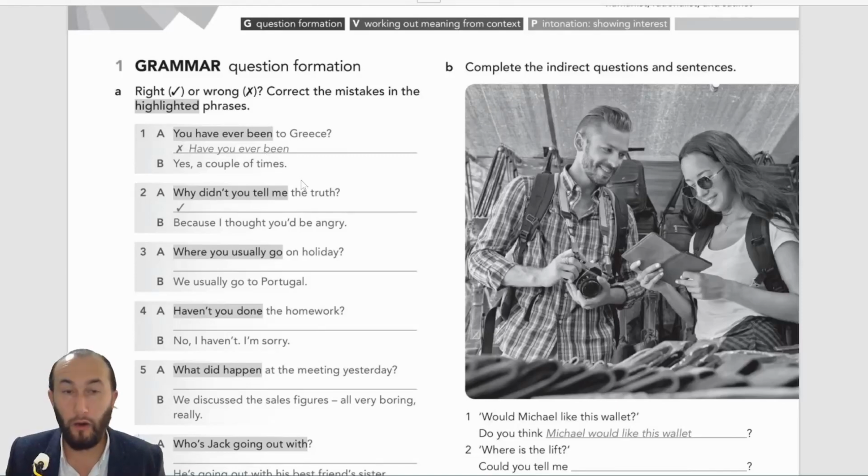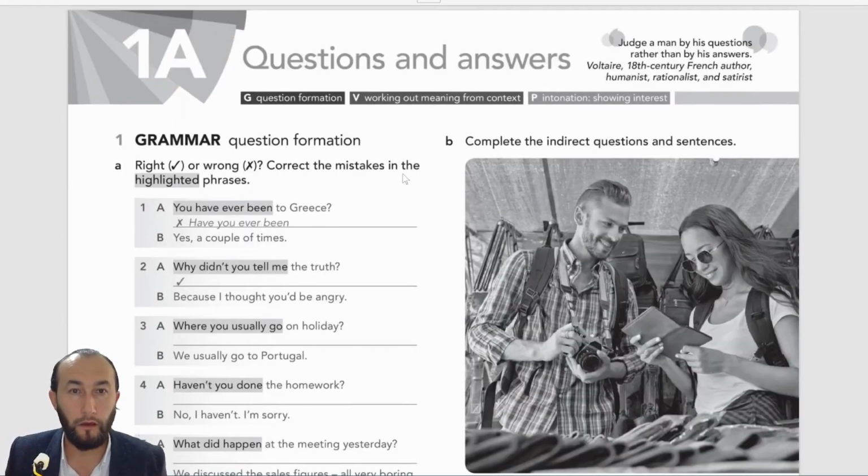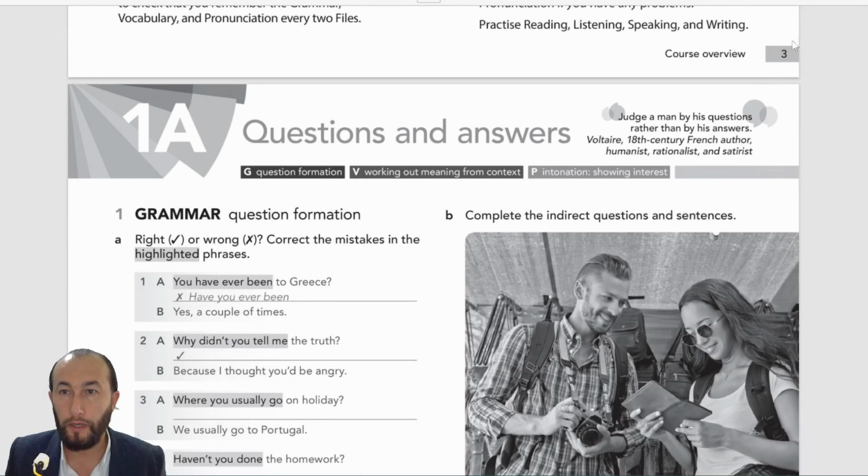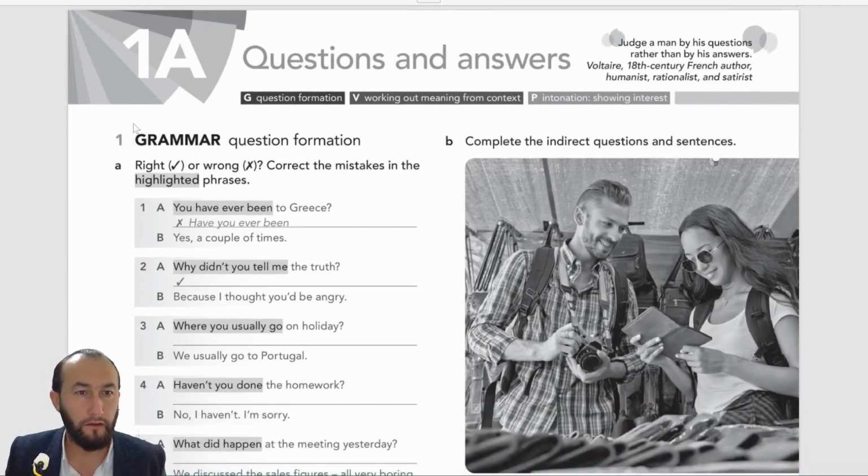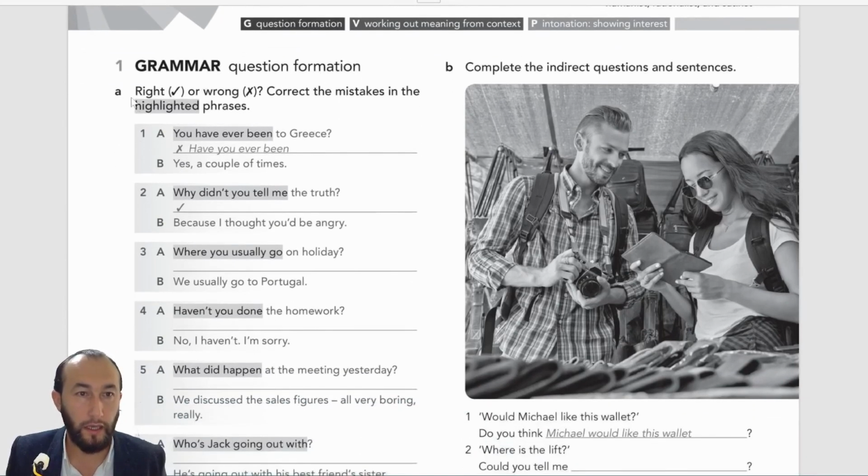Okay, guys, so we're going to start with upper intermediate level here, and that's the workbook. We're going to work on page 4, 1A, questions and answers. So, exercise 1, that relates to grammar. It's about question formation. A is asking us to write tick or wrong cross, correct the mistakes in the highlighted phrases. Okay, sure, we're going to do that.